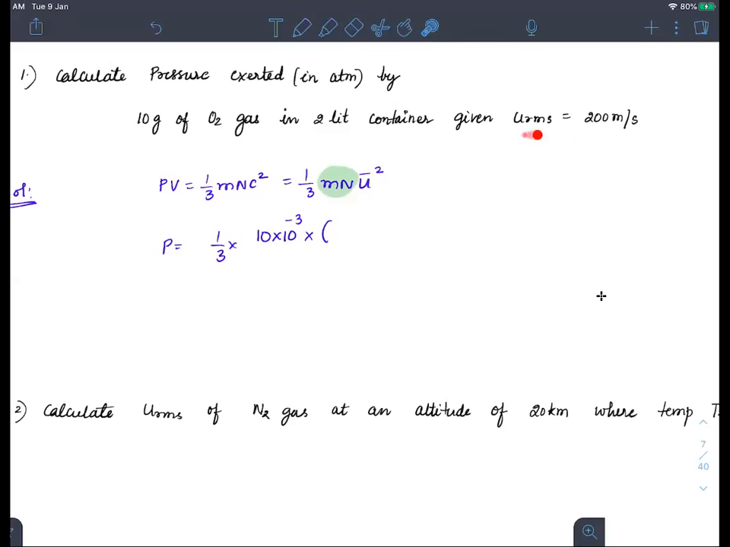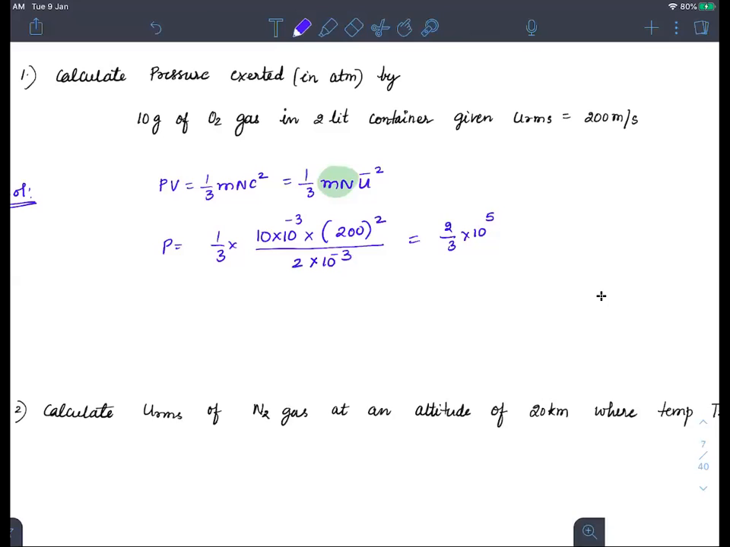into u square. URMS is given. RMS square would give us this mean square, so that would be 200 whole square, divided by volume. Volume is given as 2 liters, but as per the units, we are taking everything in SI system, so 2 into 10 raised to power of minus 3. I guess you understood that. One of the 2 will get cancelled here, so we will have this as 2 by 3 into 10 raised to power of 5.